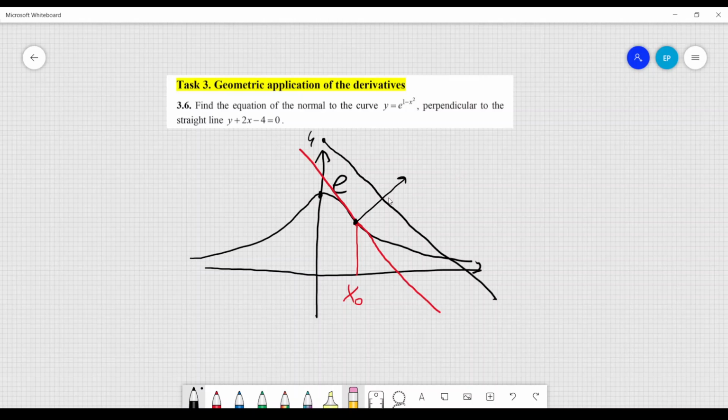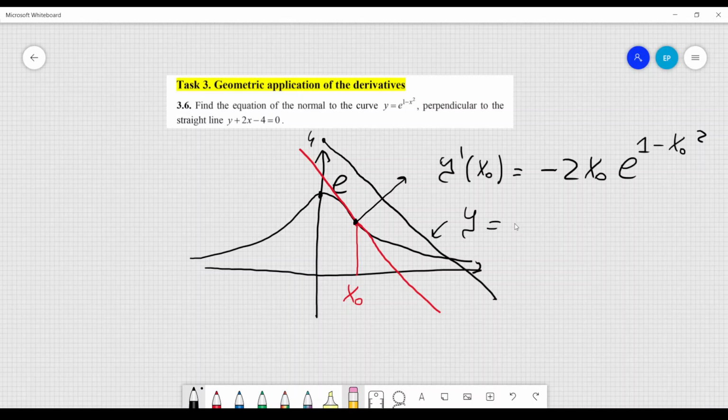Well, we need to find the slope at x equal to x0. The slope is equal to y prime, the derivative of the function y calculated at x0, or x naught if you want. The derivative of that is equal to minus 2x0 times e to the 1 minus x0 squared. It's quite easy to calculate. And the black line here has the following equation: y equal to minus 2x plus 4. So this is the slope of the line, which should be the same as this one.